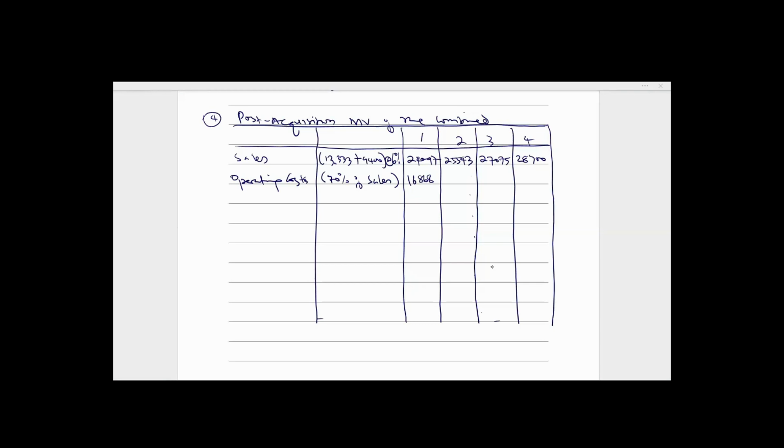Next, 25,543 multiplied by 0.7 equals 17,880. Next one, 27075 multiplied by 0.7 equals 18,953. The last one, 28,700 multiplied by 0.7 equals 20,090.